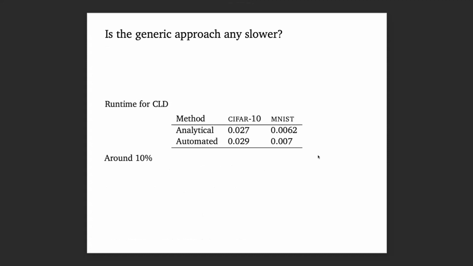And you can ask me, is this approach any slower? Well, if we just use the out-of-the-box matrix exponentials that are in PyTorch, not so much so. So we took the analytic calculation and the automated one, with a batch size of 256, and you can see that the automated one is about 10% slower, not crazy slow.